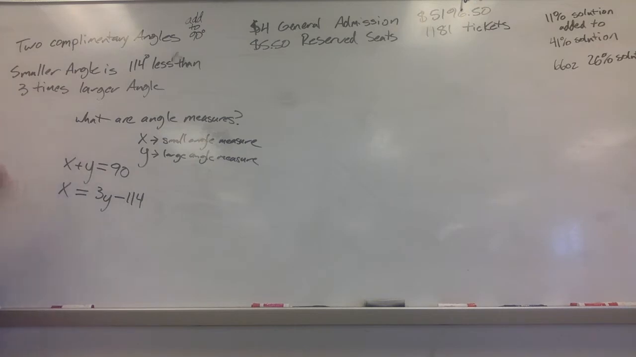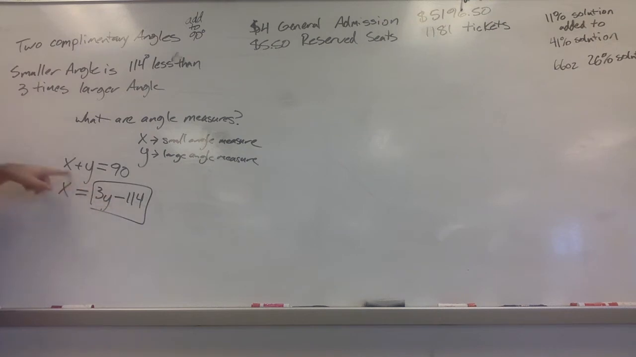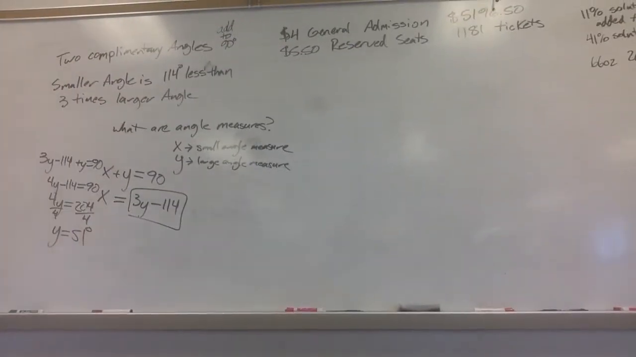Now I can use substitution or elimination. I'm going to use substitution because x is by itself. So I'm going to shove this in here. This should be 204 divided by 4. Should be 51 degrees. Okay, make sure you saw all of that.